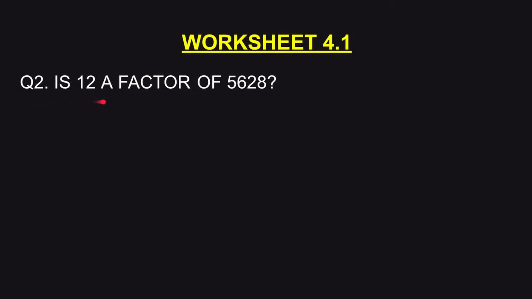Question 2. Is 12 a factor of 5628? Since 4 threes are 12, you will check whether 3 is a factor of 5628, and if it is, then you will go to the next number, that is 4. If 4 is also a factor of 5628, then 12 will also be a factor of 5628.